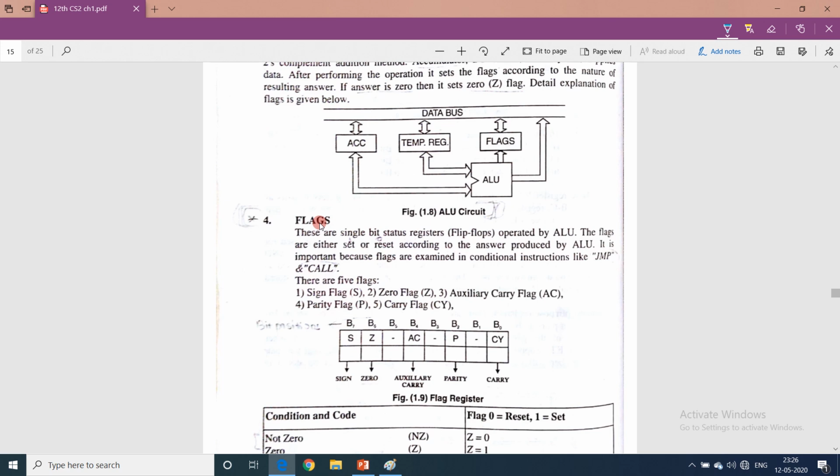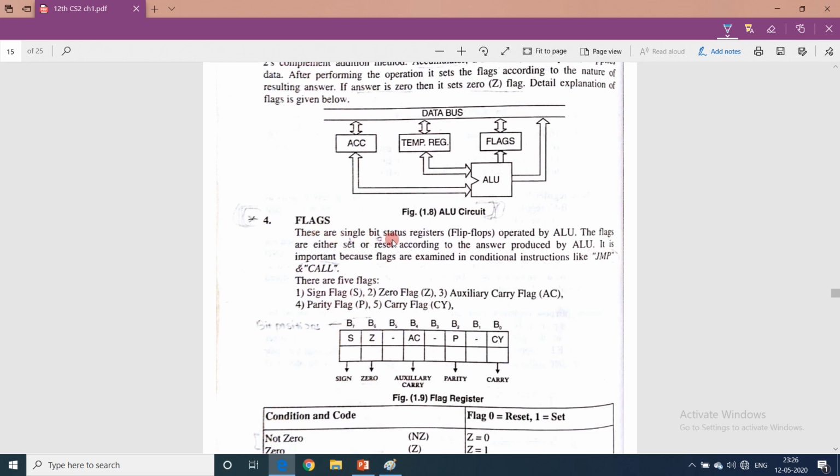The flag register is used after performing arithmetic and logical operations. When the ALU performs arithmetic and logical operations, according to the result, it either sets the flag or resets the flag. There are a total of 5 flags in 8085. Let us discuss this in detail.